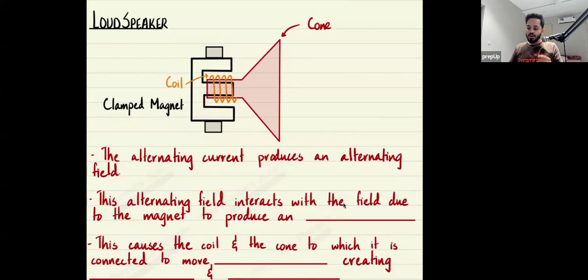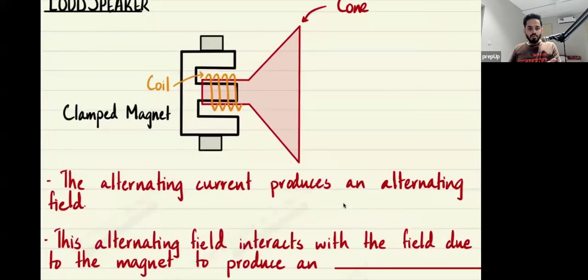But what you do need to remember is that as we plug in any appliance to some AC supply, we know that alternating current flows through that, right? So the current which is flowing through this coil is alternating. Now, how do you explain how this loudspeaker works? So we know that if the current is alternating, then the field that it gives rise to is also going to be alternating. What do I mean by this?